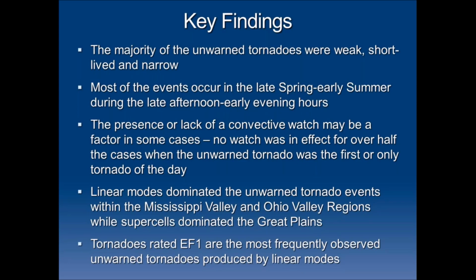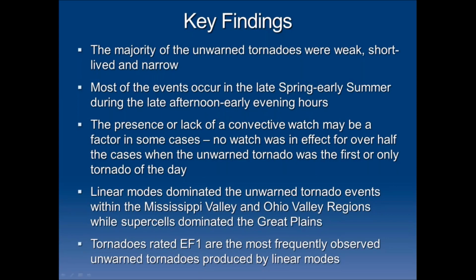There was no watch in effect for over half the cases when the unwarned tornado was the first or the only tornado of the day. The linear modes dominated the unwarned tornado events within the Mississippi Valley, Ohio Valley, and Great Lakes region, while supercells dominated the region of the Great Plains.